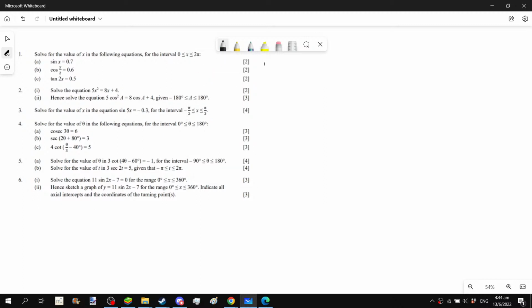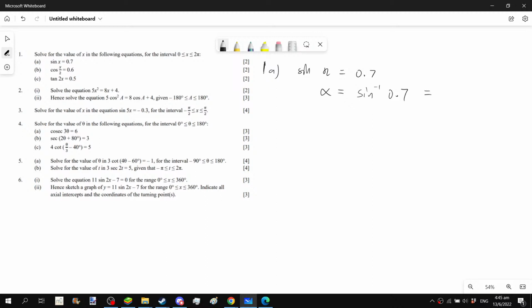So looking at question 1, we are given sine x equals 0.7. If you want to find the basic angle, remember that the basic angle is the separation between the line segment and the positive x-axis. Because of that, the basic angle is always acute. So we'll just inverse sine 0.7, and then we will work on from there.